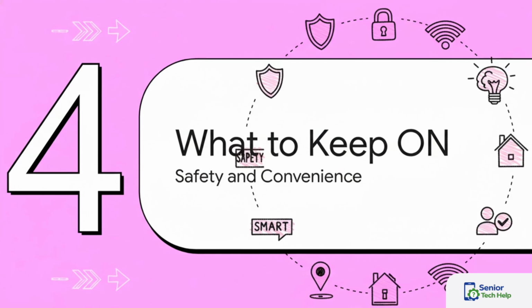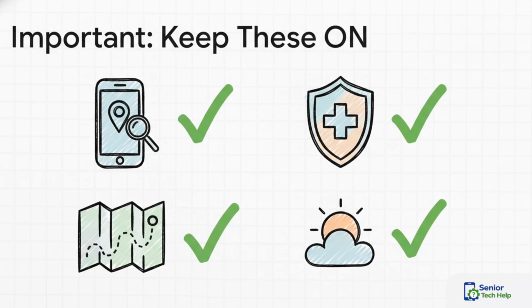Okay, we've done a lot of turning things off, but now I want to talk about a few things that are really important to keep turned on. Remember, the goal here is control, not just shutting everything down. Some of these features are actually there for your safety. So please make sure Find My iPhone or Find My Device for Android stays on. If your phone ever gets lost, this is your best friend for finding it. Same thing goes for emergency location services. This is what helps first responders find you if you ever have to call for help.